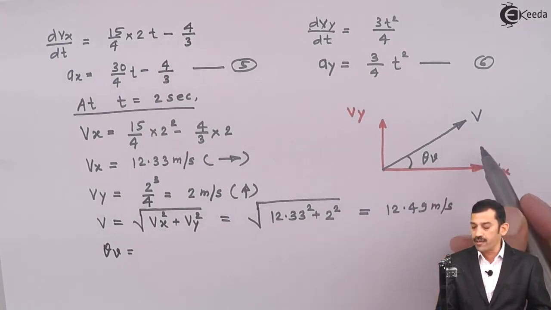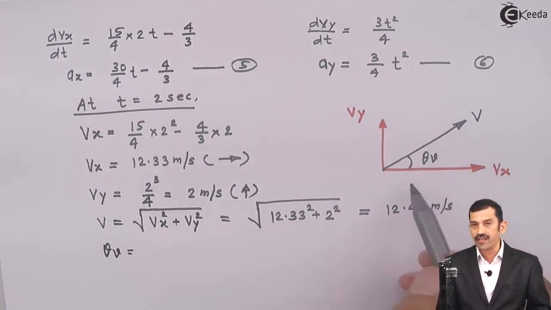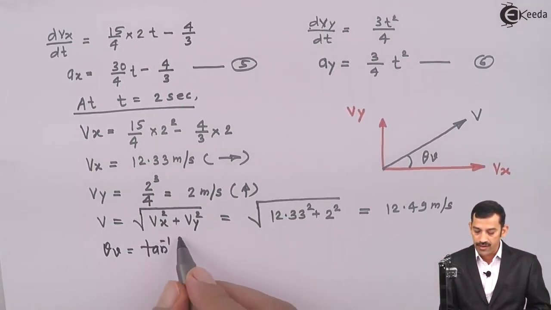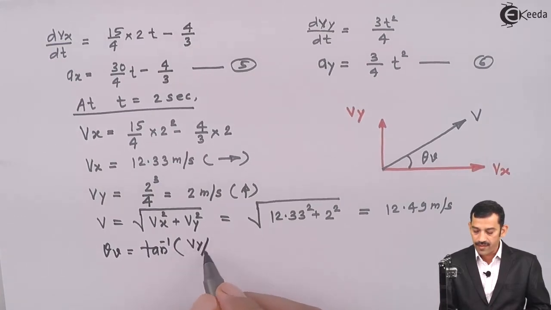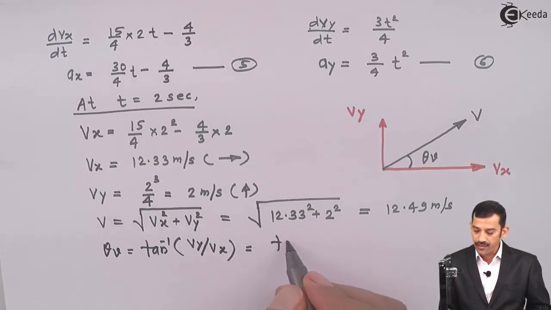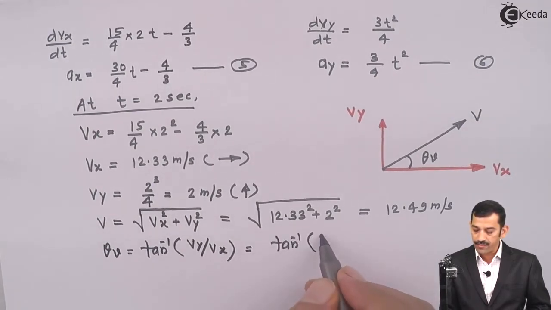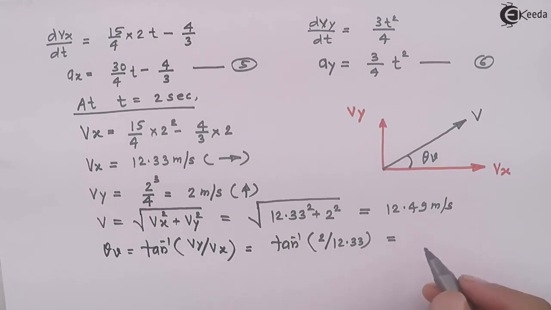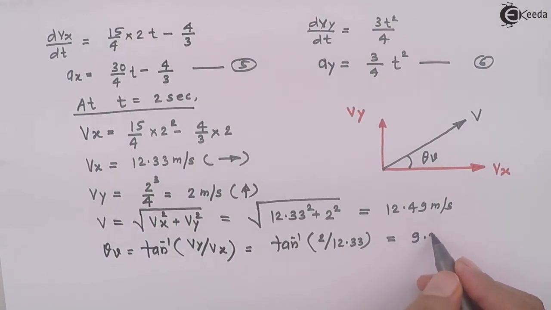Tan of this angle theta is opposite upon adjacent. Opposite means Vy, adjacent is what? Vx. Therefore theta v is tan inverse of Vy upon Vx. Vy is 2, that means tan inverse of 2 divided by 12.33. That means this angle theta v comes out to be, if you calculate using a calculator, 9.21 degrees.